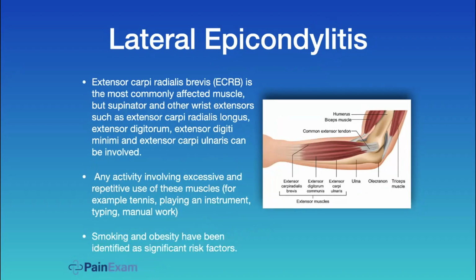Extensor carpi radialis brevis is the most commonly affected muscle, but supinator and other wrist extensors, such as the extensor carpi radialis longus, extensor digitorum, extensor digiti minimi, and extensor carpi ulnaris can be involved. Any activity involving the excessive and repetitive use of these muscles, such as tennis, typing, manual work, intubating. I have a lot of anesthesiologists coming to me with these problems. Smoking and obesity have also been risk factors. And here's the extensor carpi radialis brevis tendon highlighted. This is the most common one affected.